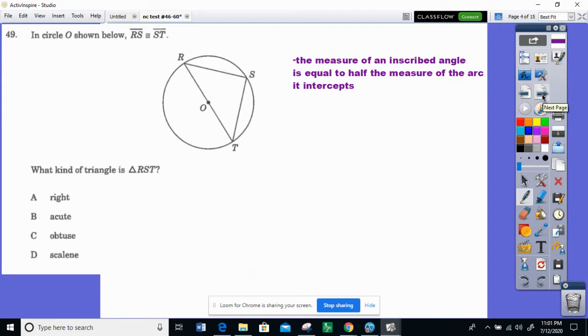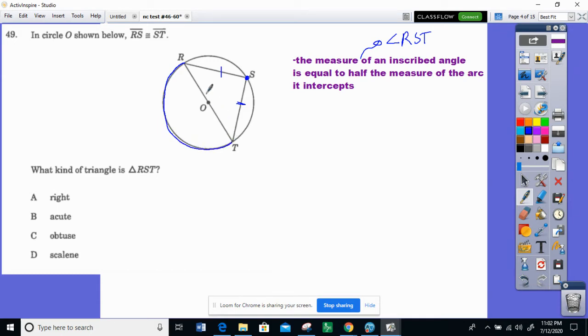49, in circle O shown below, segment RS is congruent to segment ST. What kind of triangle is triangle RST? Well, this is an inscribed angle, angle RST. How do we know that? Because the vertex of that angle lies on the circle. We know that the measure of an inscribed angle is equal to half the measure of the arc it intercepts.